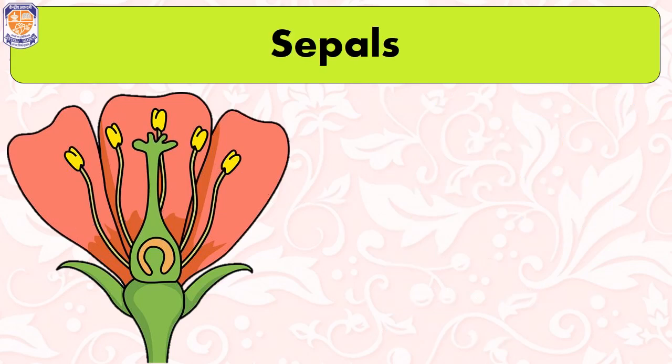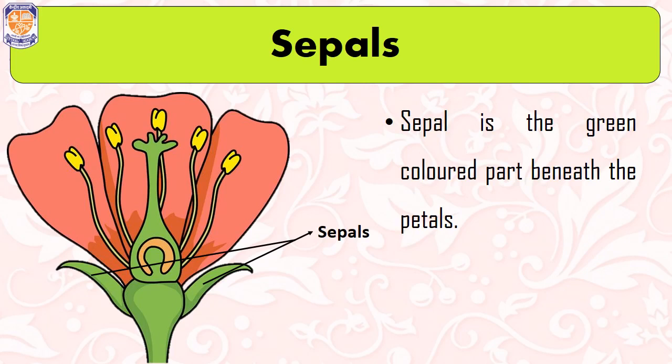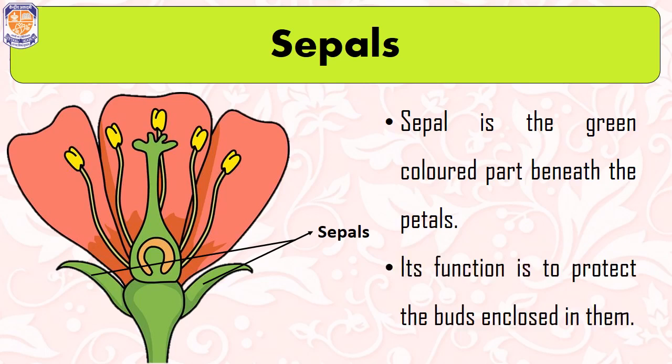Now the next part is the sepals. These two parts that you can see in the picture are known as the sepals. Sepal is the green colored part which is present right beneath the petals. The number of sepals can vary from 3 to 6. It is mainly working to protect the buds which are enclosed in them. Before the flower actually blooms, it is in the bud state. It is then that the sepal protects the flower.